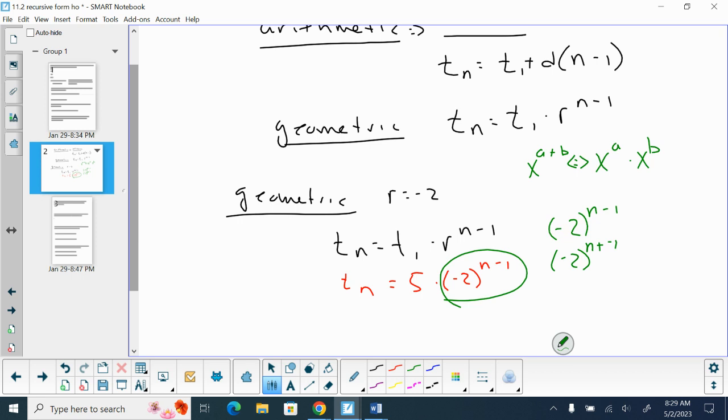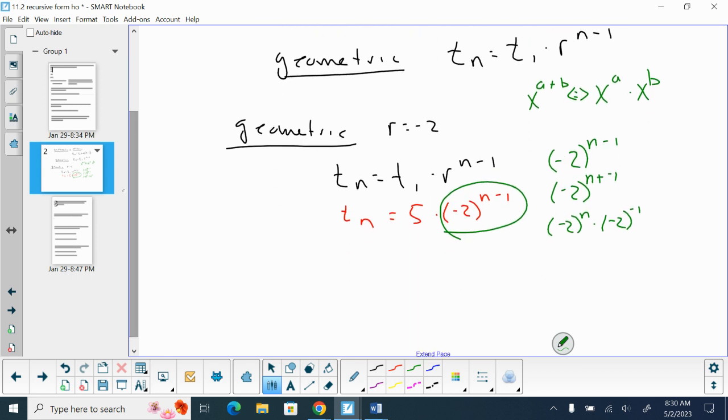We have x to the a times x to the b; we add our exponents together. So what we have is a plus b, and now I can separate this into negative 2 to the nth times negative 2 to the negative first power. All I'm doing is using my properties of exponents here.